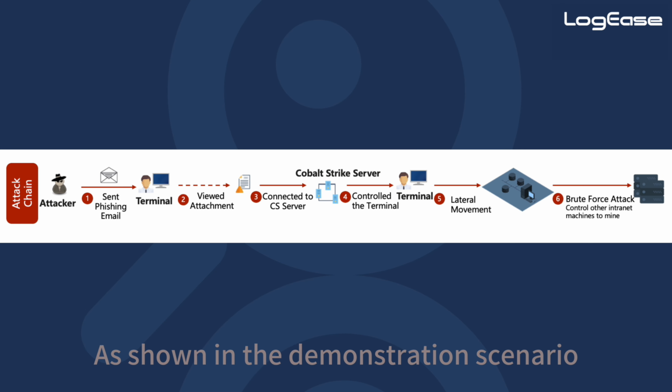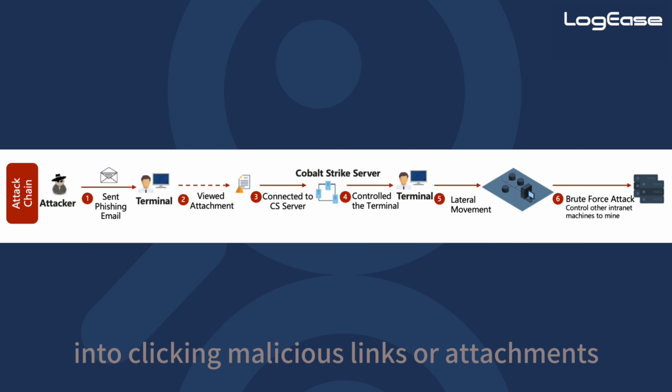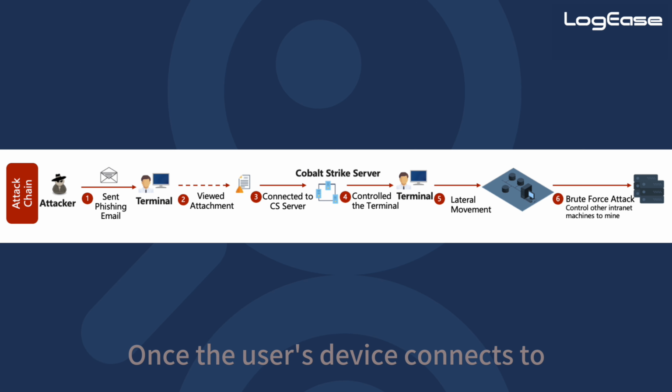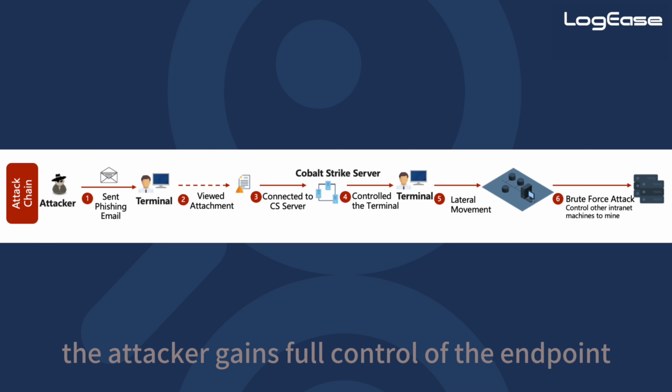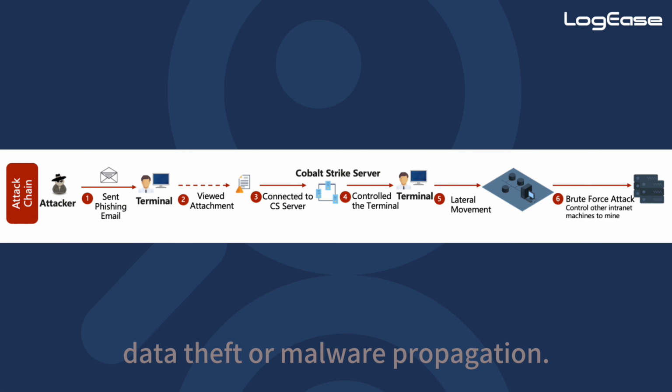As shown in the demonstration scenario, an attacker uses phishing emails to trick users into clicking malicious links or attachments, leading to code execution or malware download. Once the user's device connects to a Cobalt Strike server, the attacker gains full control of the endpoint, enabling remote command execution, data theft, or malware propagation.